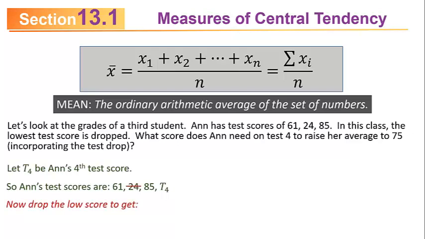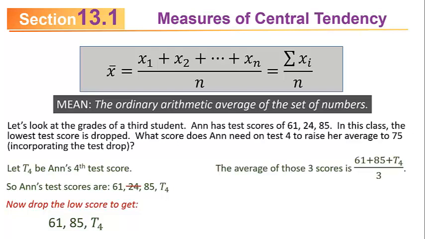We're dropping the lowest score, which would be a 24, and averaging what remains. So what remains are the 61, the 85, and that unknown test 4 score. We want her average to come out to be 75, so if you add up 61, 85, and that unknown test 4 score and divide by 3, that'll give you the average, and you want that to be 75.